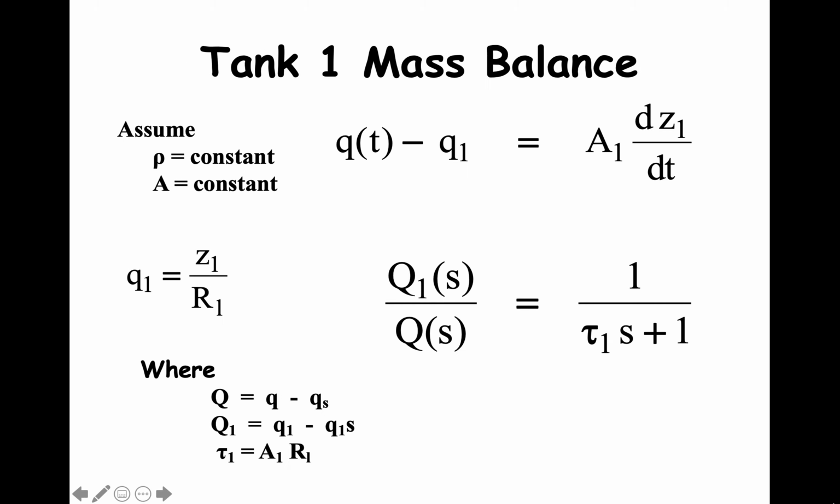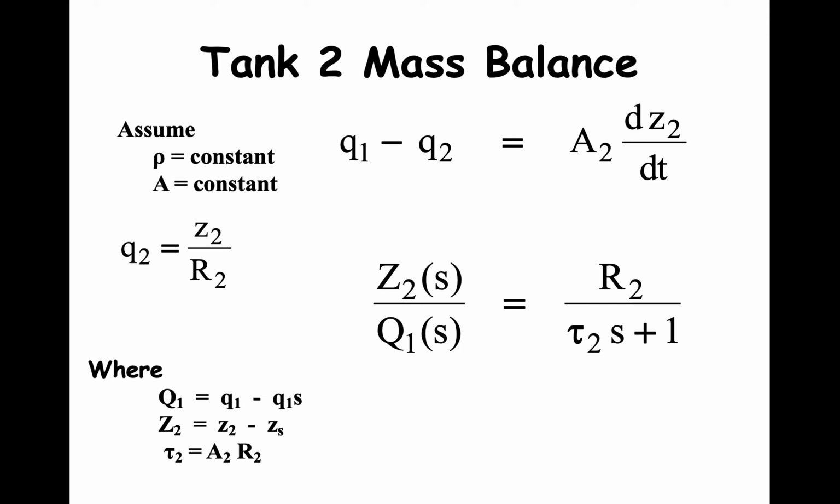Here is the mass balance equation after assuming that ρ is constant and the tank cross-sectional area A is constant. We can write the transfer function for Tank 1 as Q1 over Q equals 1 over tau 1 times S plus 1. When you do the class activities and problem sets, you can write the appropriate transfer function too. You will not need to develop the transfer function for each tank element.